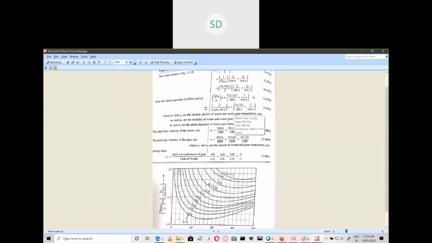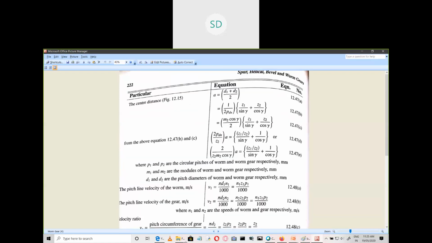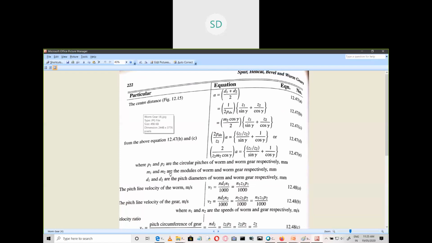Okay. So next, how to calculate the center distance here? Center distance A will refer to figure number 12.15. So helical gears. Now it is a combination of helical gears for 90-degree shafts. Now regarding this center distance, I'll go back to this slide here.